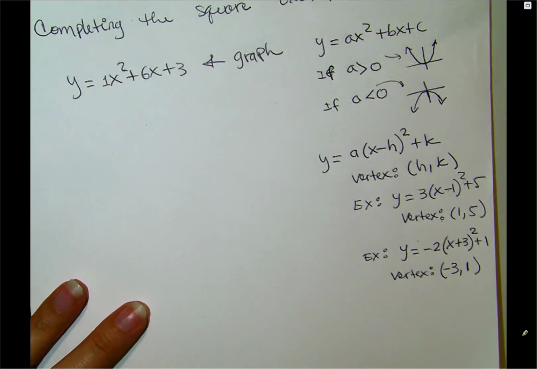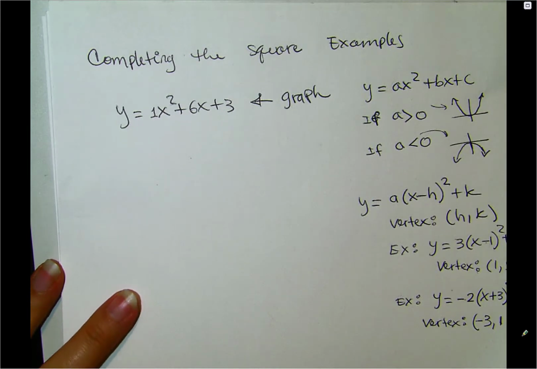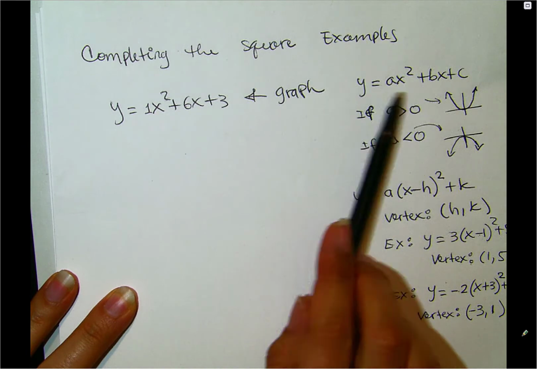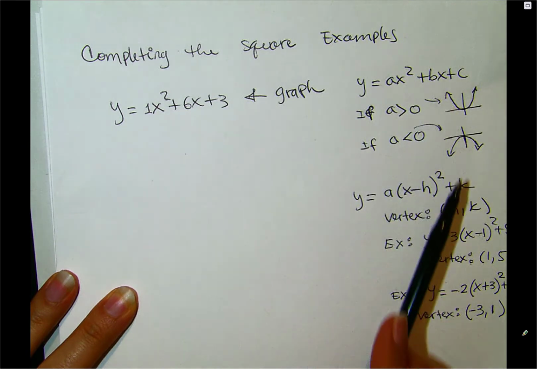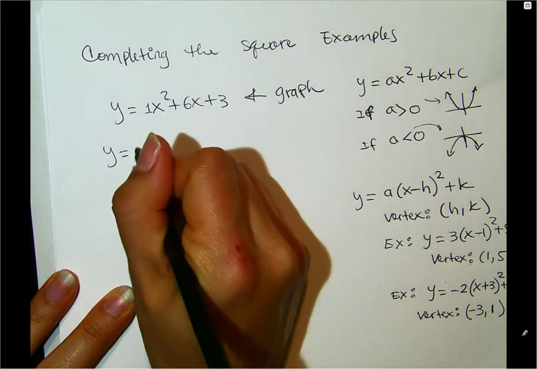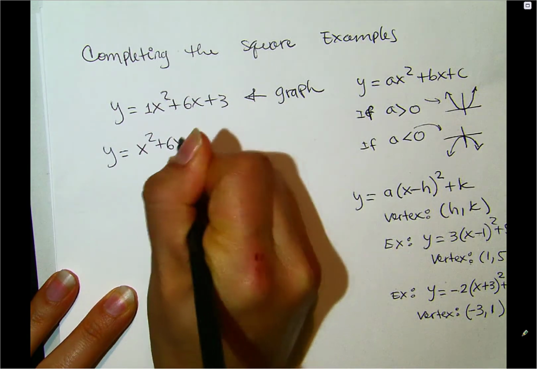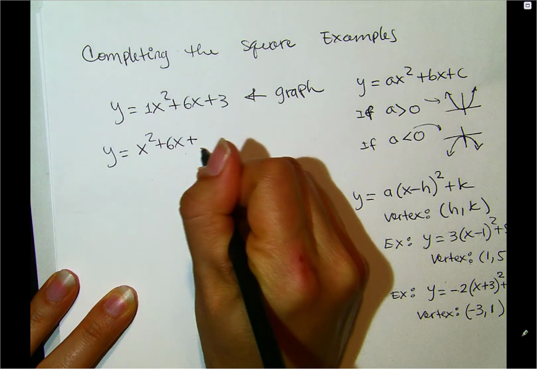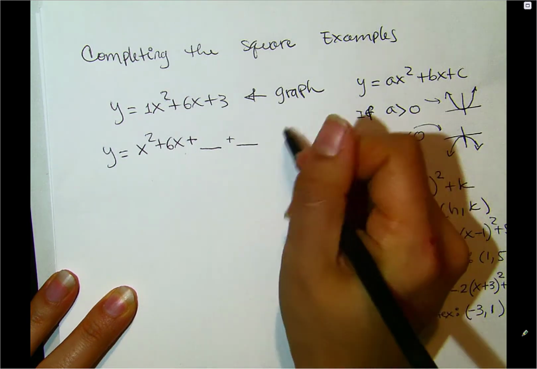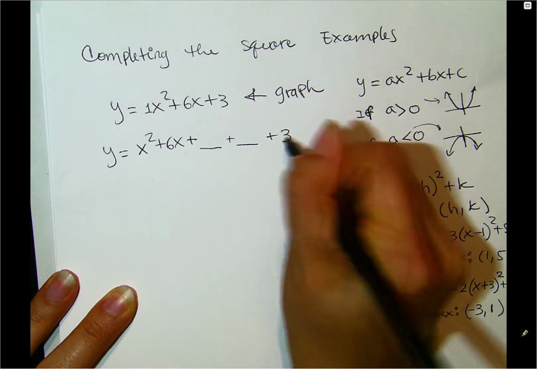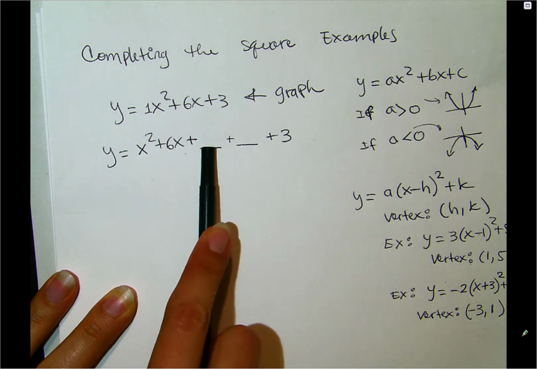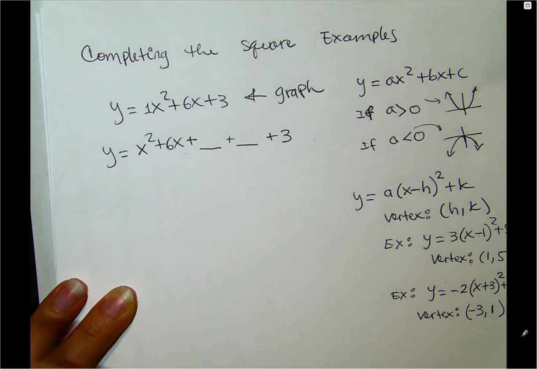So our goal in completing the square is to make something that has the ax squared plus bx plus c form look like that. So to complete the square, we're going to say x squared plus 6x plus, and I'm going to need to add something to complete the square, and then subtract it, plus 3. So the question is, what goes there? What do I need to add to this to complete the square?